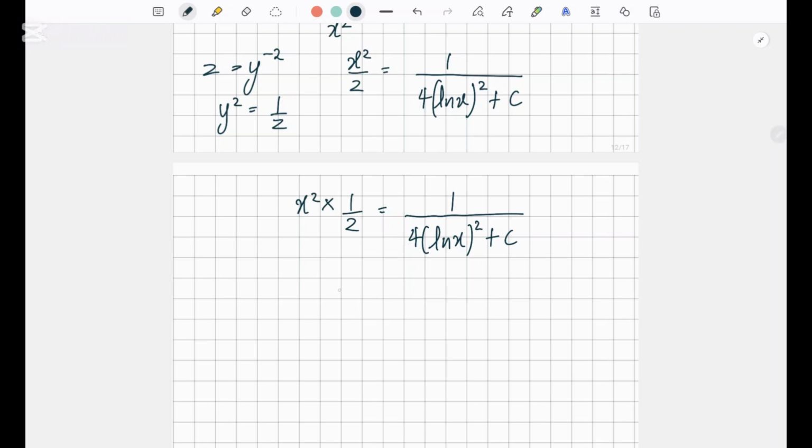Now 1 over z is y squared, alright? So y squared equals to 1 over 4x squared ln x squared plus cx squared. You could leave your answer like this, or if you want you could take the square root to just subject y, it doesn't matter. So this is everything for this question.